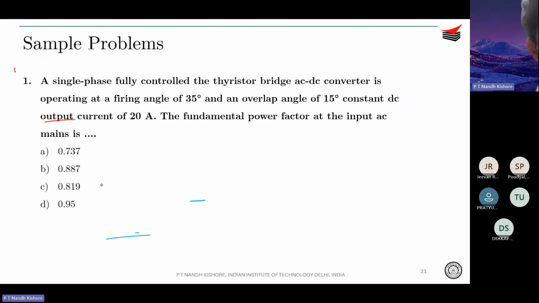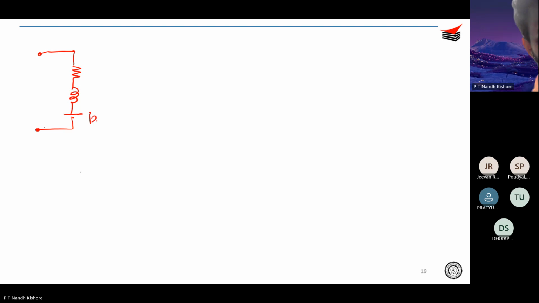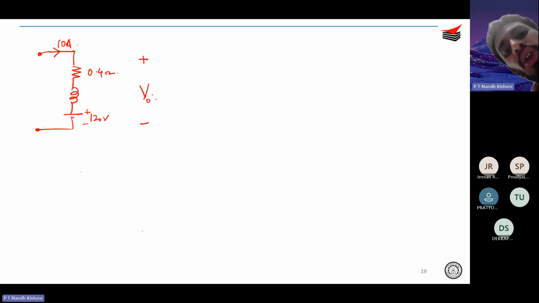Okay, I'll just draw the output side alone. You had something like this: 120 volts, 0.4 ohms, this is 10 amperes, and this is your V naught. So first of all, what is V naught from this circuit?